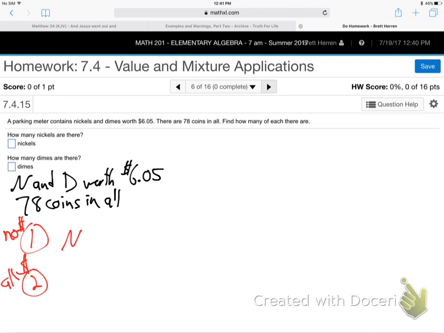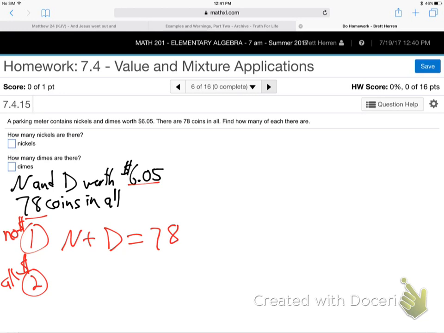So nickels plus dimes is, should I do 605? Not yet. 78, because that's the non-money number. Remember first equation, no money, no money, no money. That's just objects. Nickels and dimes total 78. Who cares what they're worth? Nothing about monetary value in the first equation, just objects. Second, you bring in the money.